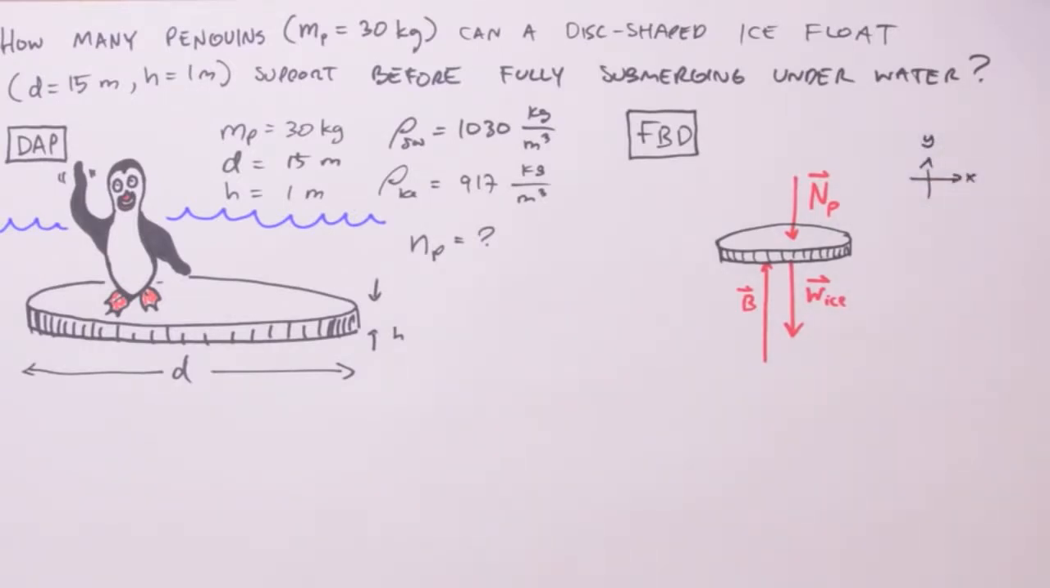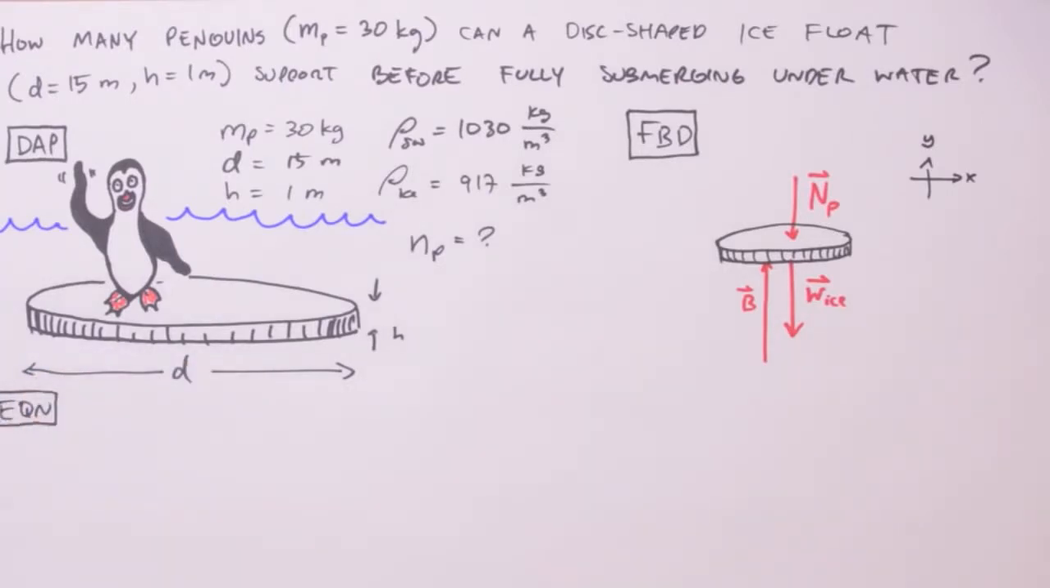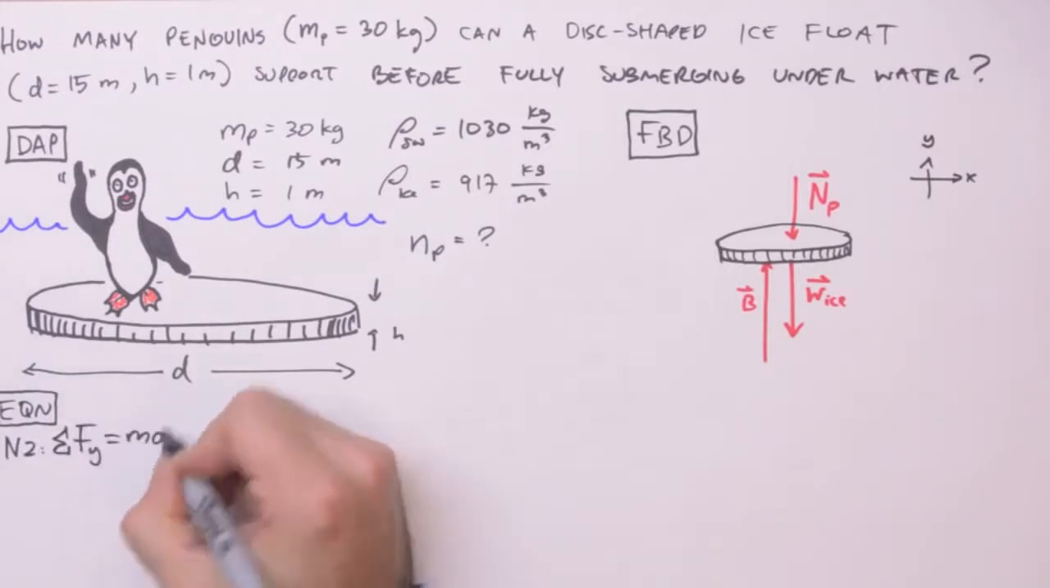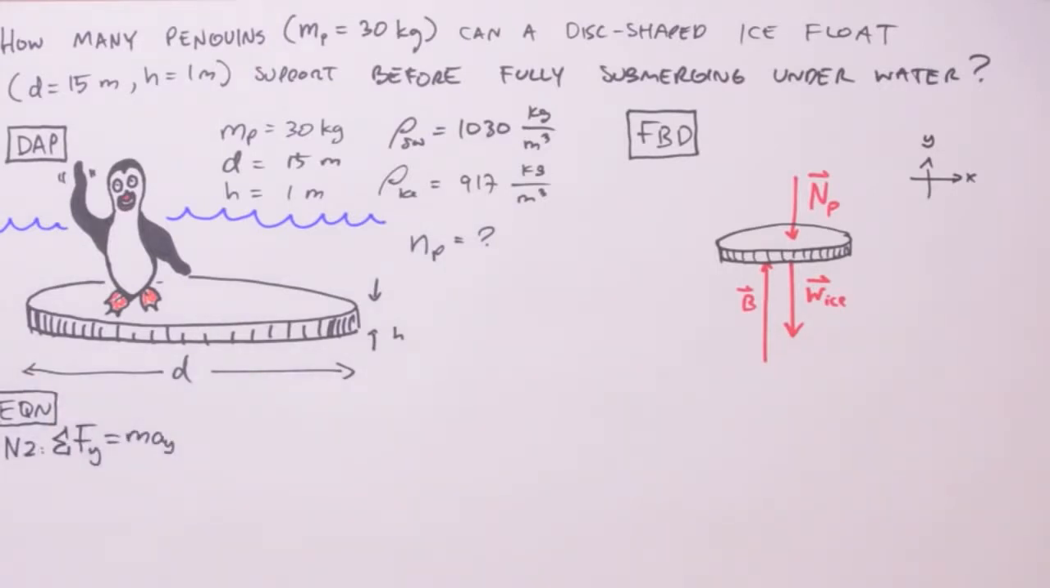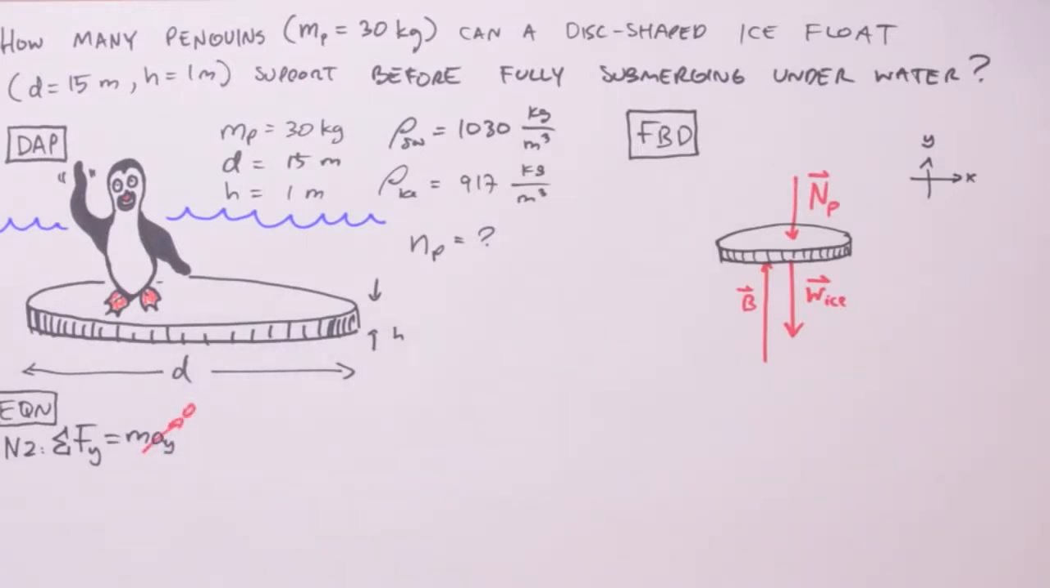So now what we're going to do is utilize our free body diagram in the application of Newton's second law in the y direction. So we write the sum of the forces in the y direction is equal to the product of the mass and the acceleration in the y direction. Now, is our object in question accelerating? The answer is no. Why? Well, because we said so. That is to say, we are setting just the right amount of penguin on the ice float to perfectly submerge it, not sink it. So we can set this acceleration to 0.